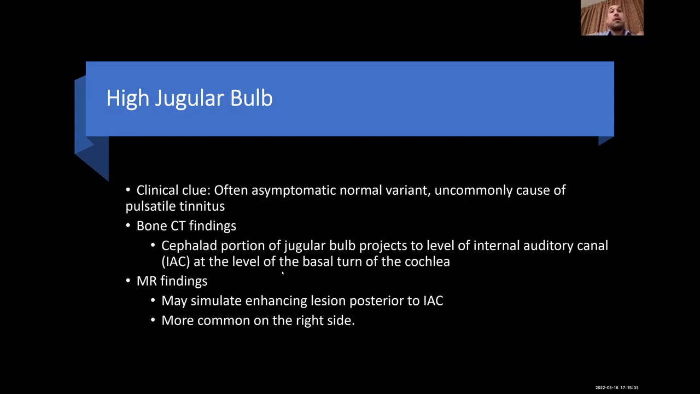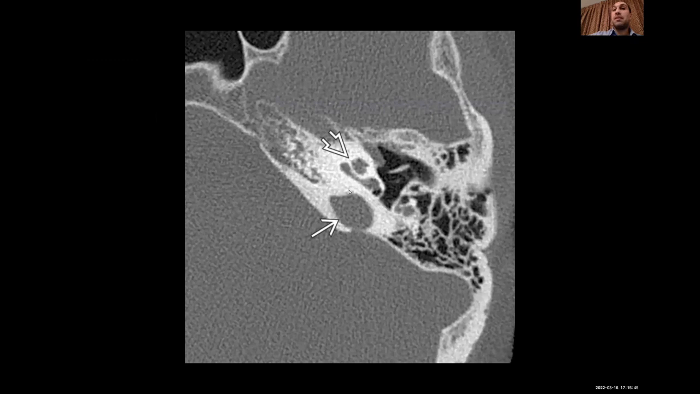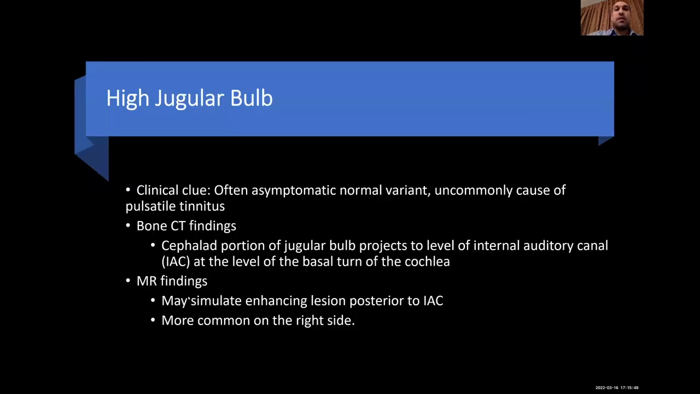In the bone CT, it is best seen in the coronal. The portion of the jugular bulb projects to the level of the internal auditory canal, at the level of the basal turn of the cochlea. As mentioned, this is the basal turn of the cochlea. Okay. The MR findings may simulate an enhancing lesion posterior to the internal auditory canal, more common on the right side.